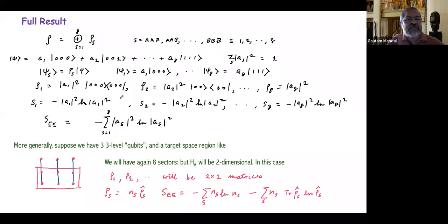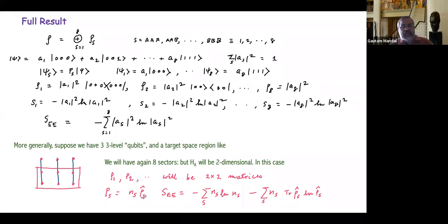Of course, this example was a little too simple because it was a qubit system with 2 levels. Suppose you have 3-level systems, then you can have something more non-trivial in which this row 1, row 2, these guys will become actual matrices, not just a projection operator. They will have non-trivial diagonal and off-diagonal elements.